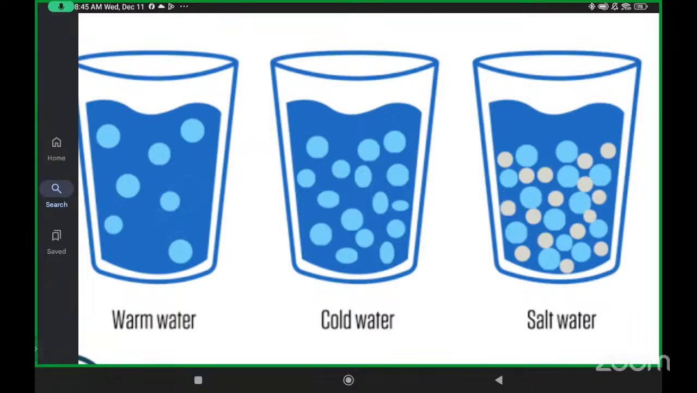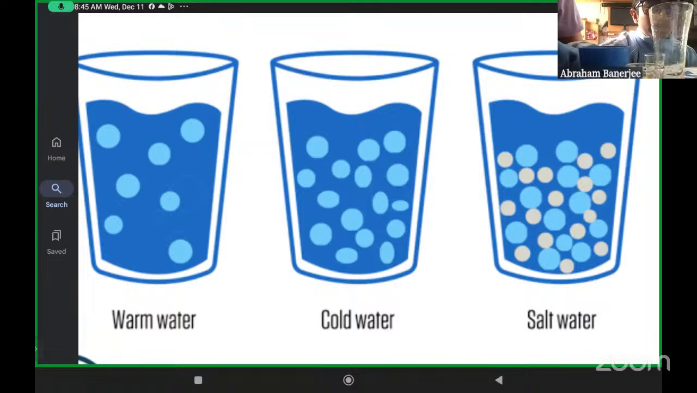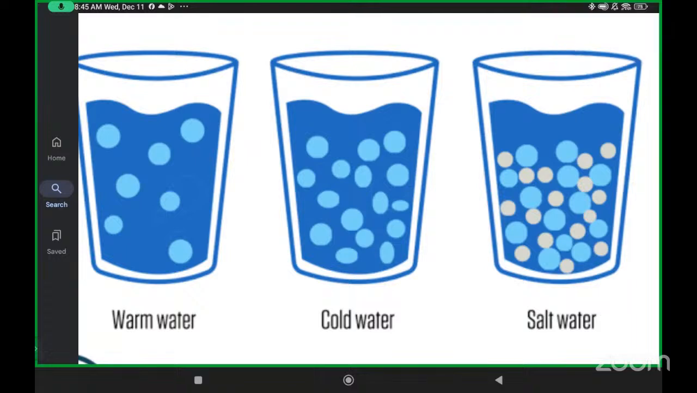Got the concept, guys? Can you all tell me a real life example of this thing that happens? Any real life example? Ma'am, a ship floats because of density. A ship floats because of density. Okay. Anything else?